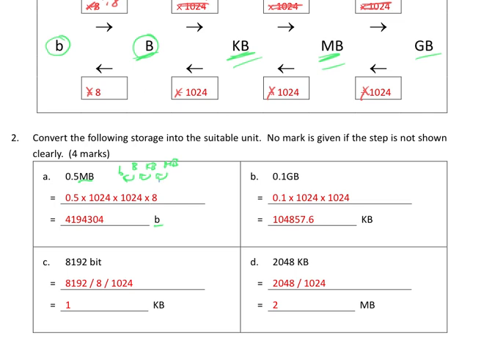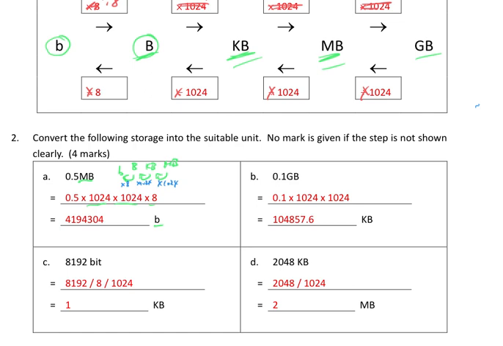So megabyte to kilobyte, we should multiply by 1024 first time, and then kilobyte to byte another 1024, and then byte to bit times 8. Okay, so you can see the answer. We should multiply by 1024 for 2 times, and then multiply by 8. Okay, and then remember to bring your calculator. The answer is 4194304.